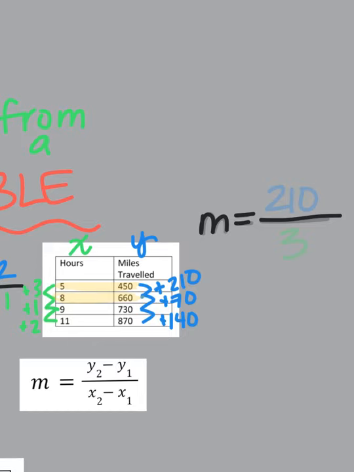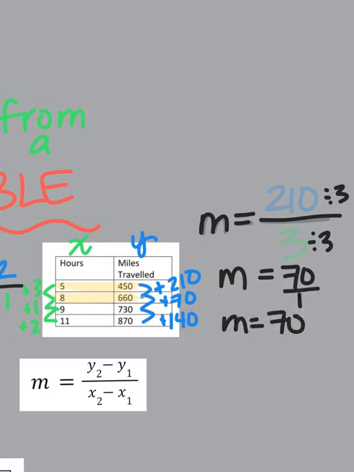So I would put it in my calculator to check, and sure enough, both of these have a factor of 3. So 210 divided by 3 is 70. 3 divided by 3 is 1. So I'd have 70 over 1, which I can just write as 70.